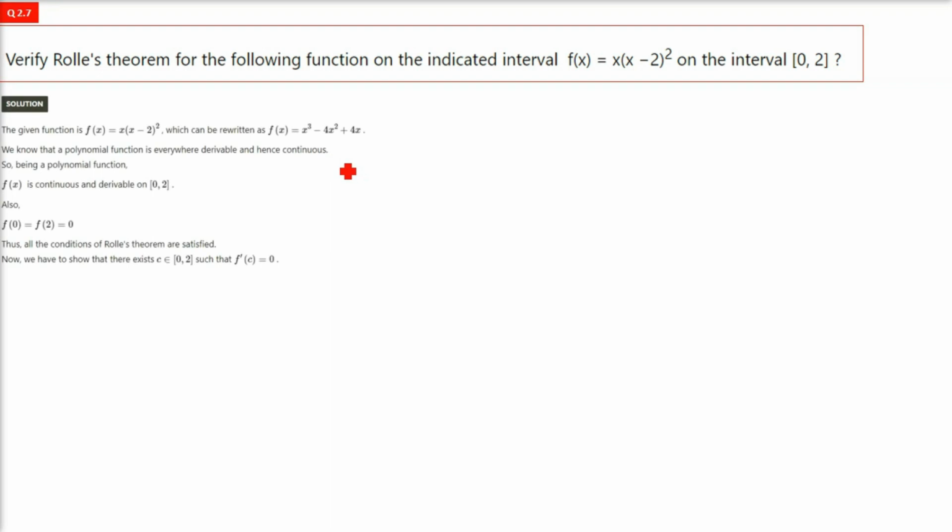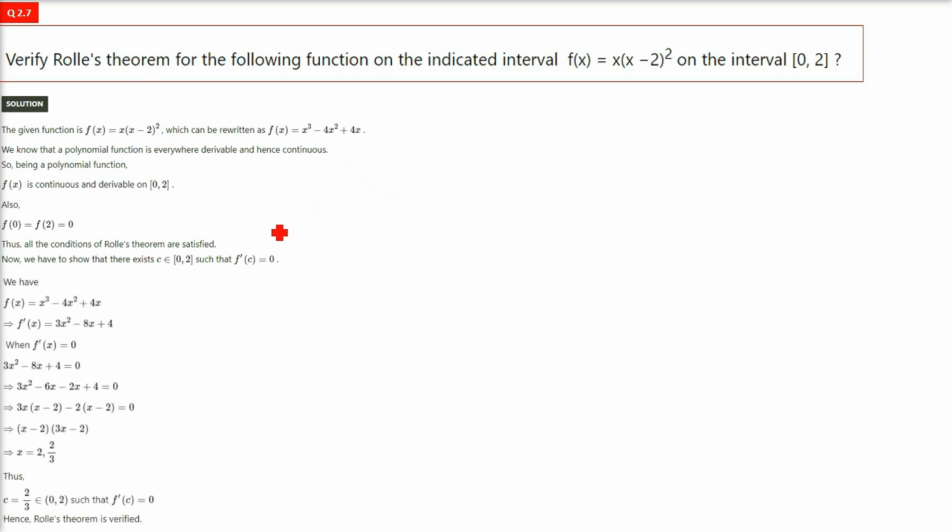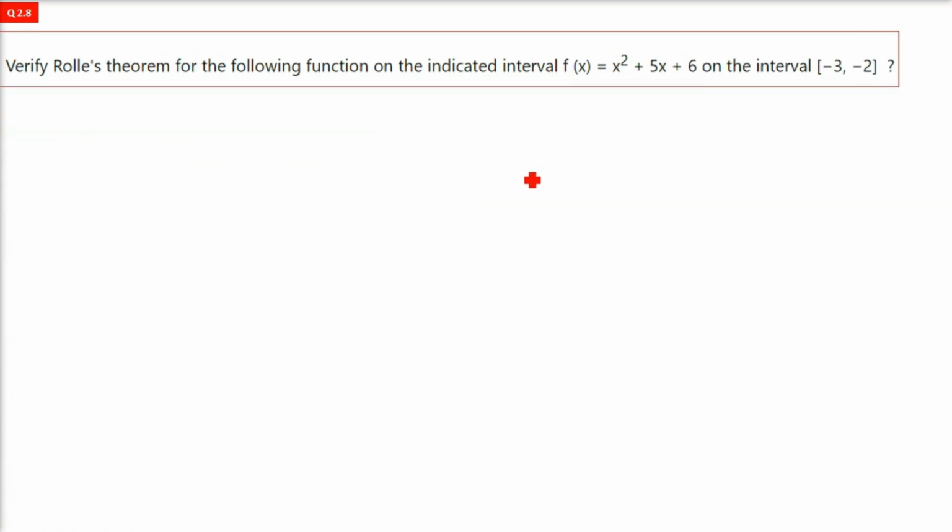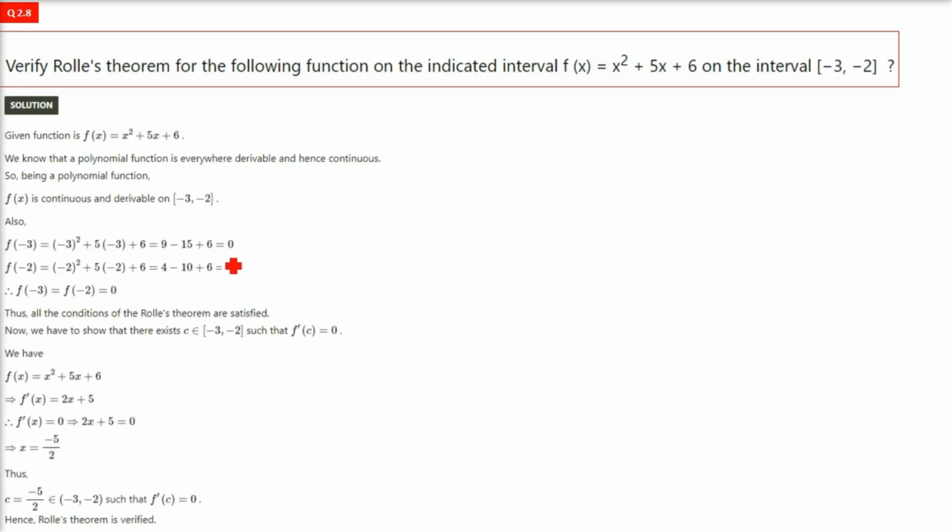Same question, all these questions are similar. As I just put in the first question, my view is that all the questions which are coming, if you understand that question, these are all going to be quite easy for you. The same here, x square plus 5x plus 6, similar thing.